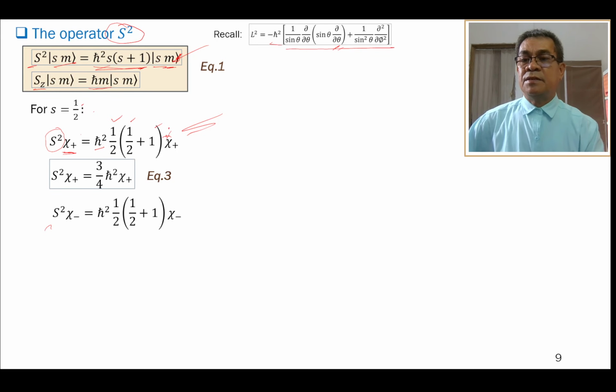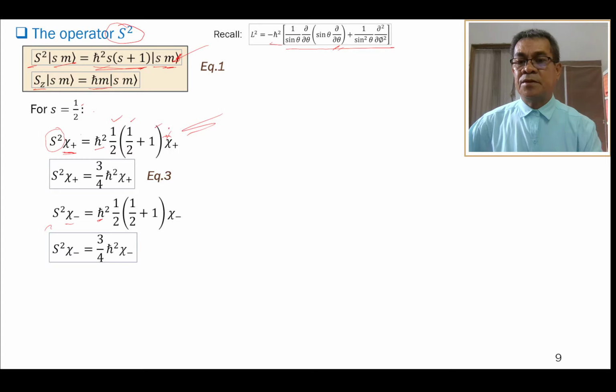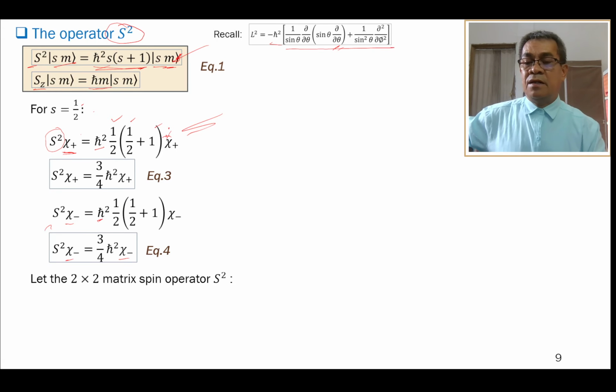Now if we let that S squared act on the lowering operator, then of course substituting that to this one, we have the same value. Then simplify further, then we have that result. Of course, it is almost the same as equation 3, but the difference is we have this spin down. Let that be equation 4.